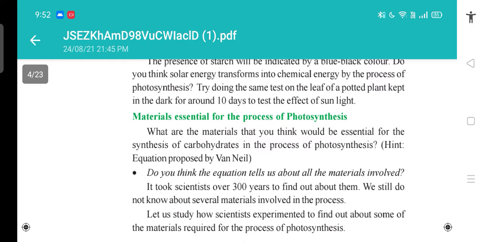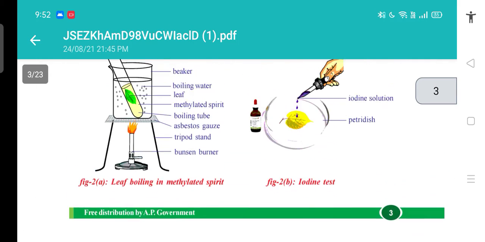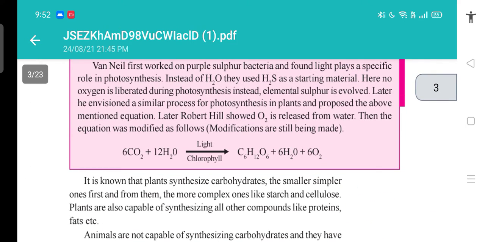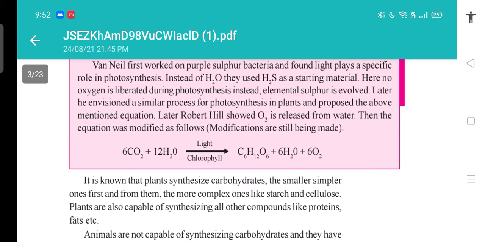It took a scientist over 300 years to find out about them. Means for this equation they had done a lot of hard work to find out this equation. Which equation? Here it is: 6CO2 plus 12H2O gives rise to C6H12O6 plus 6H2O plus 6O2.